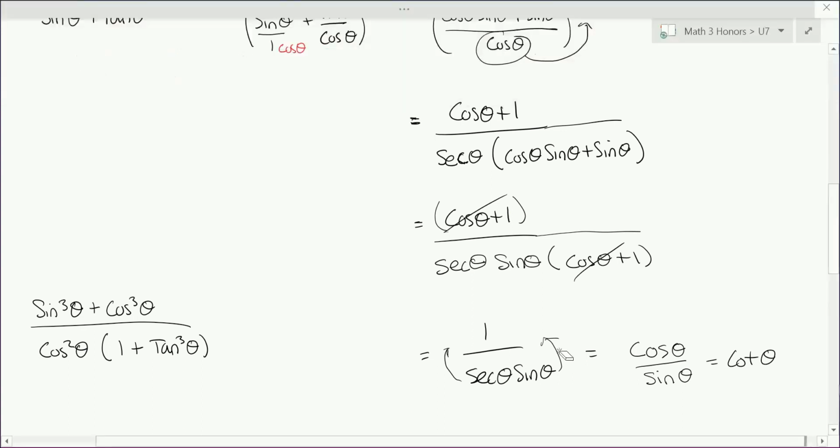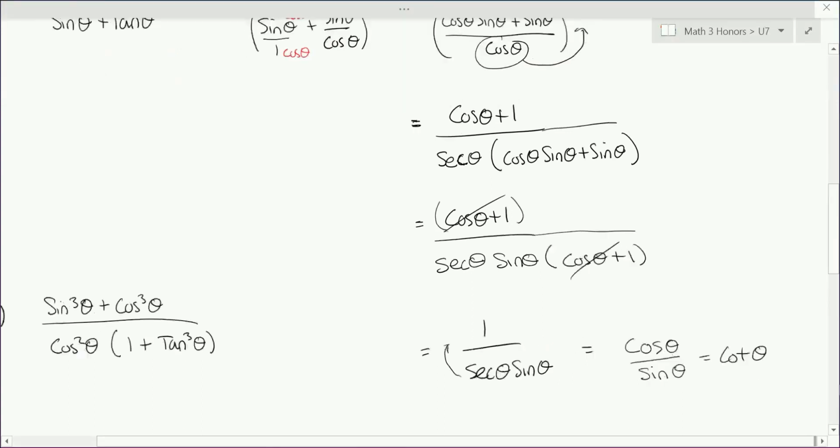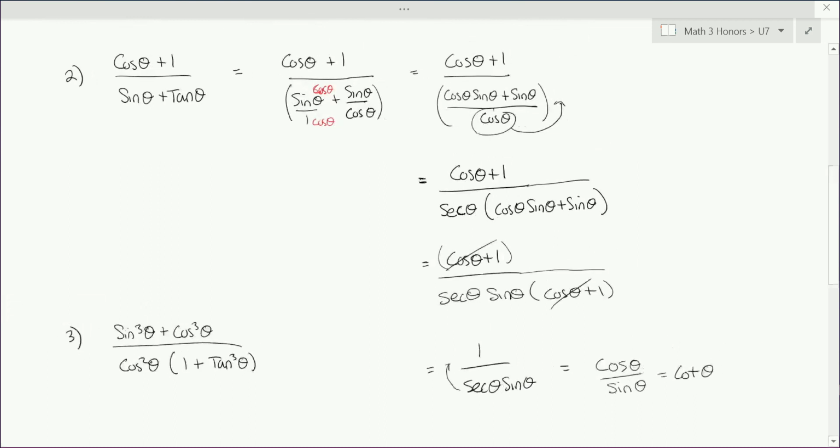Okay, so a few steps. But again, if we look at what we did, we started by changing everything in terms of sine and cosine. If you have a fraction split up, we made one fraction. We moved things from the denominator to the numerator. We factored. We reduced. All that is part of that simplification.